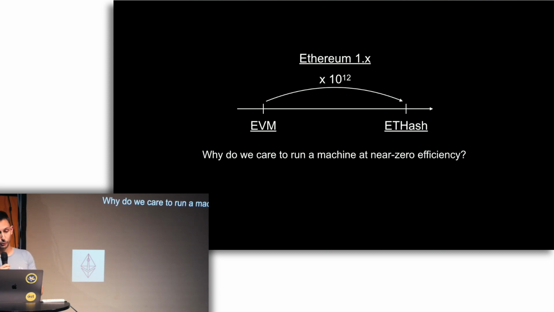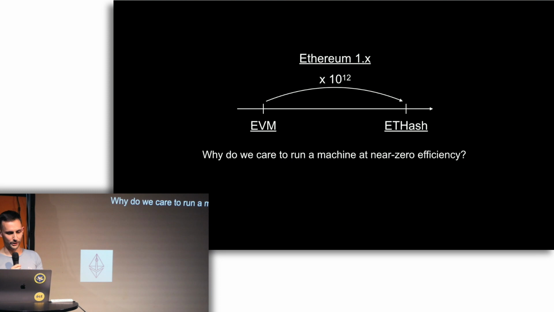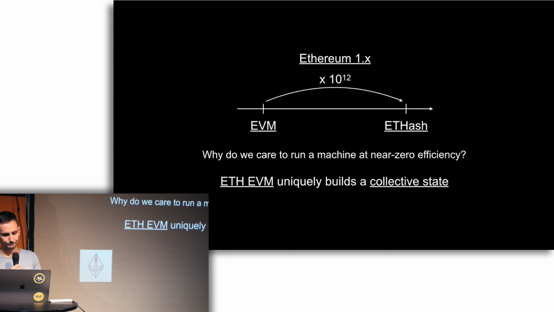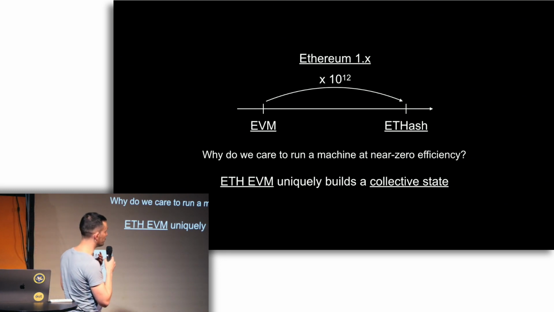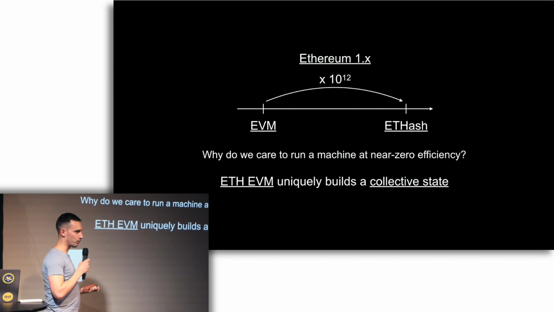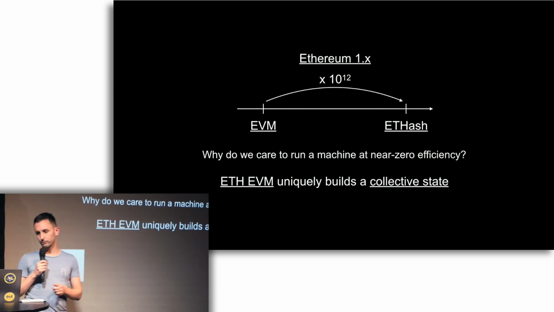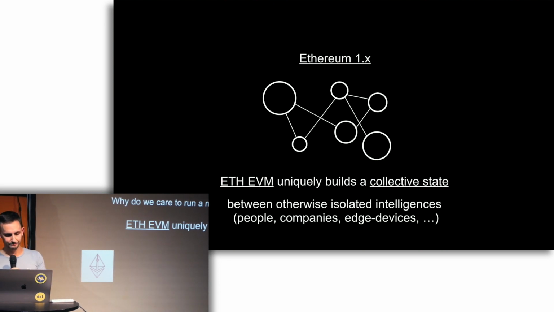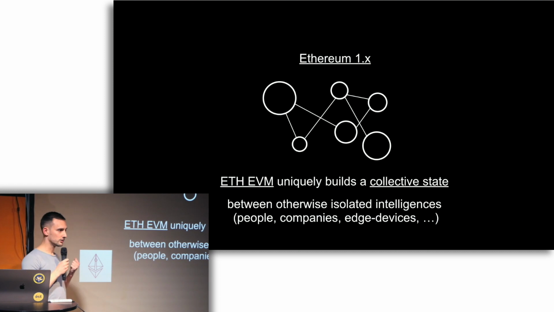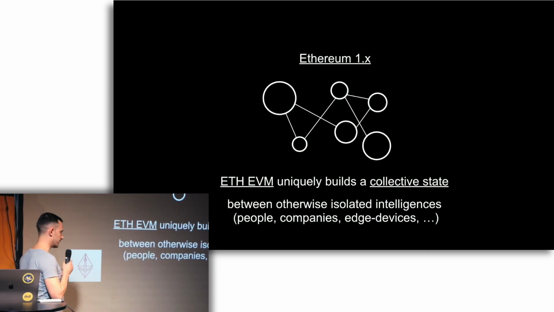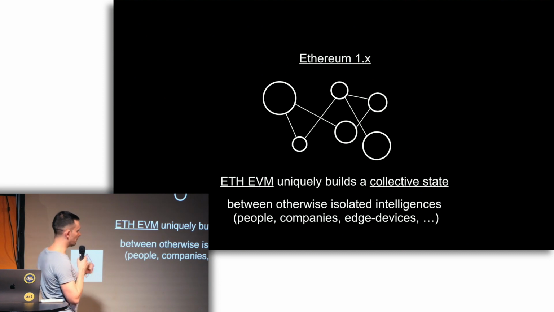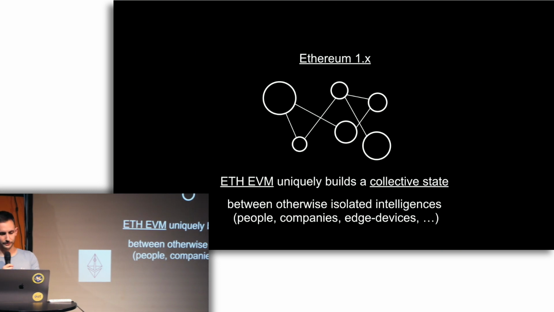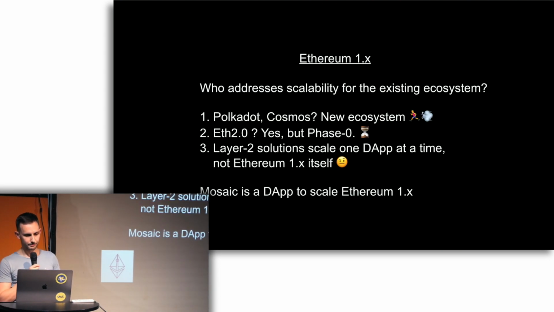Why do we run the most, there's Bitcoin as well, but why do we run the most inefficient machine I can ever think of and keep running it? And my argument is that it uniquely builds a collective state. It solves a problem that we weren't able to solve before. And I think that's why it's worth trying to improve the efficiency of it. Because it allows to connect otherwise unconnected, isolated intelligence, whether that's people, companies, edge devices. But right now we're in a very, very early age of this machine, of course.